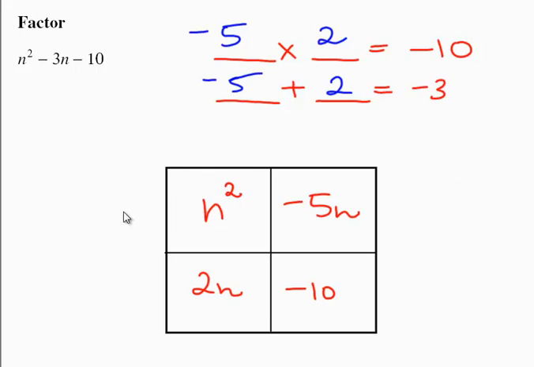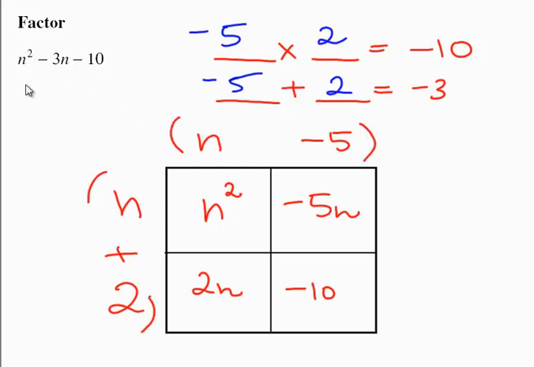So this is n squared, which means I had to have n and n. I don't have to think much about it. And then if I got this to be negative 5n, I had to have negative 5. I got this to be negative 10, so this has to be positive 2. If I take a second and double check everything, I'll notice that everything looks great. And my answer is going to be the length times the width of this rectangle, so n plus 2 times n minus 5.